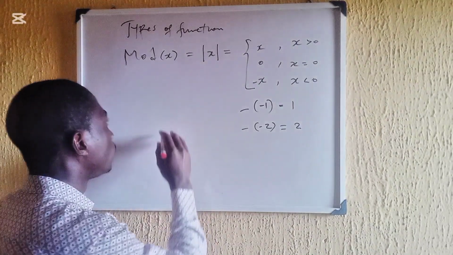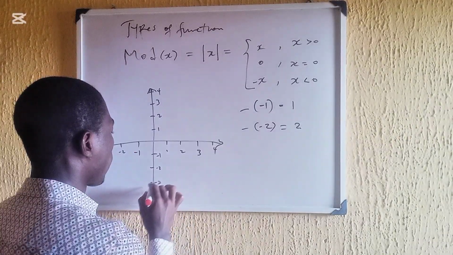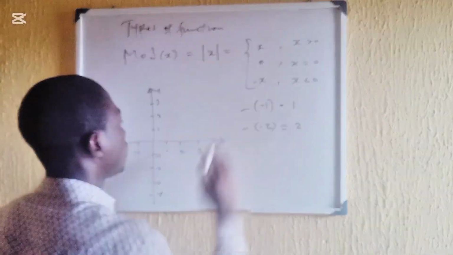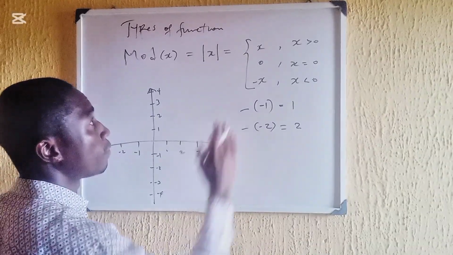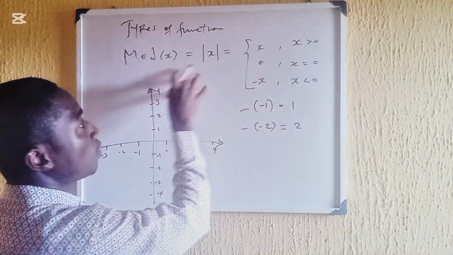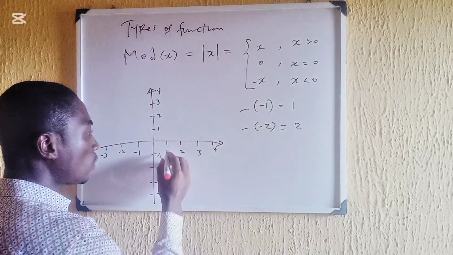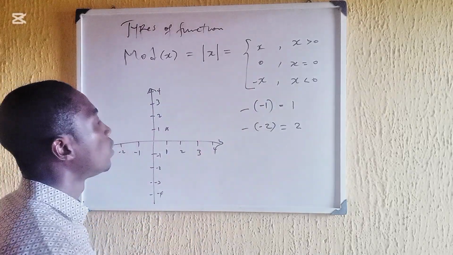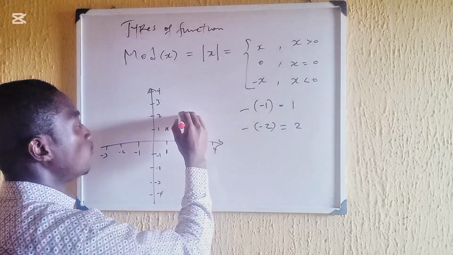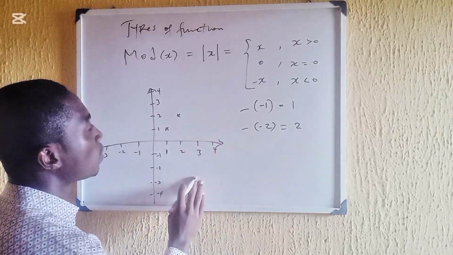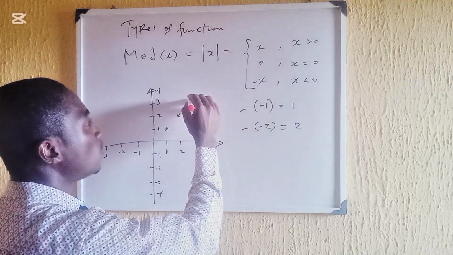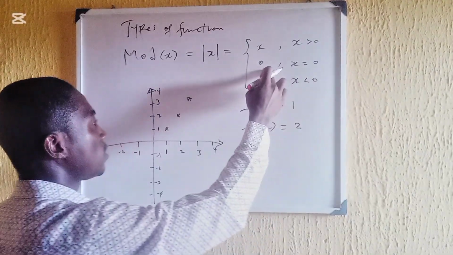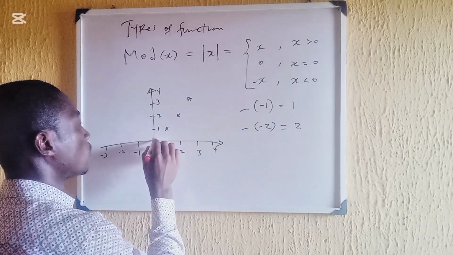Let's plot the graph. Now, for x greater than 0, that's this part of the graph, the modulus of x is equal to x. In that case, when x is 1, modulus of x is 1. When x is 2, modulus of x is 2. When x is 3, modulus of x is 3. When x is 0, modulus of x is 0, meaning that we'll have this.